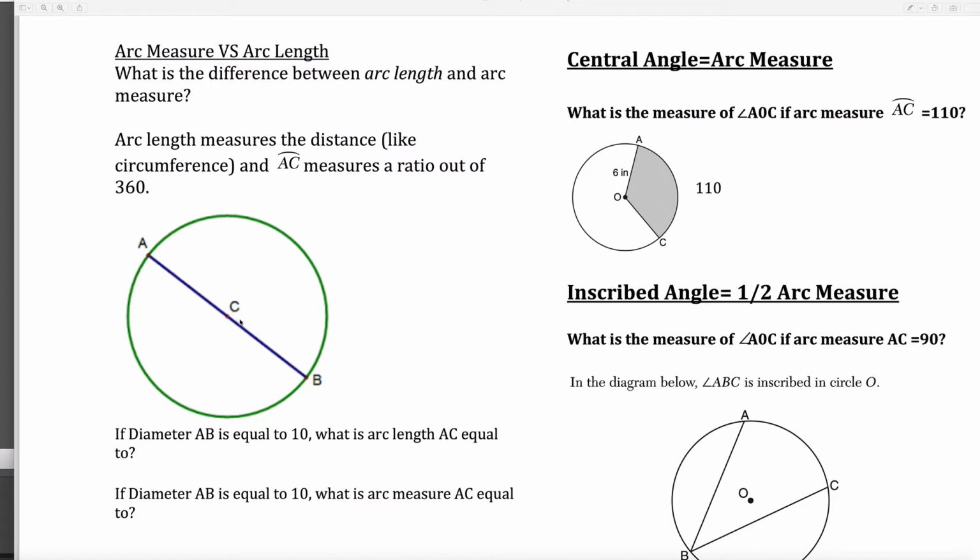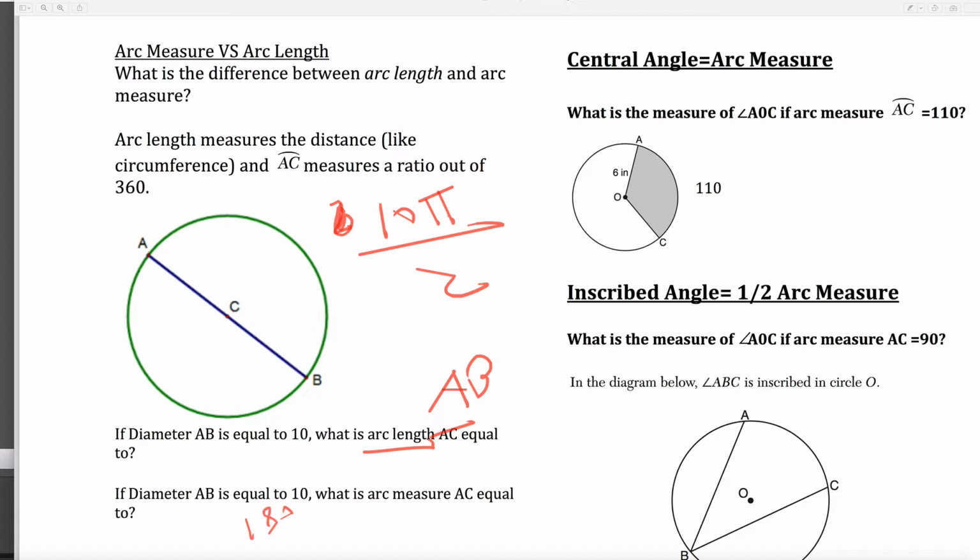Arc length, do you mean AB? Yeah, AB equal to. So you would just do the circumference of the whole thing, right? That's pi d, so you get 10 pi. Then you divide it by 2 because you have half of it. That would give you the arc length. The arc measure would just be 180 because it's half of the circle.